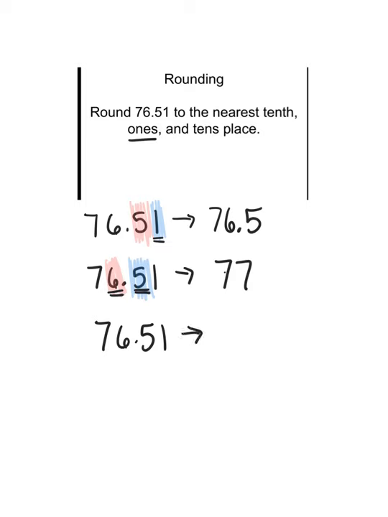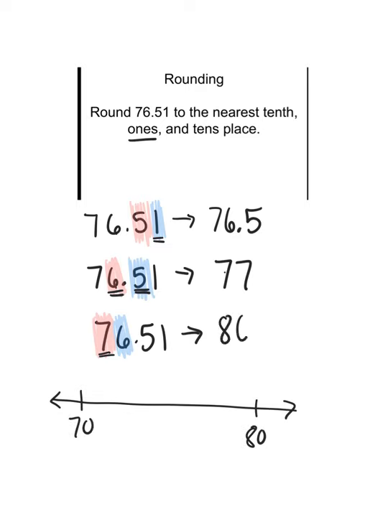Last, I'm going to round 76 and 51 hundredths to the nearest 10. Here's my tens place. The digit in the ones place is going to help me round. 5 or more, go up a floor. So that means that my 7, when you're rounding to the nearest 10, you're either going to let it rest at 70 or you're going to go up to 80. So in this case, we'll round up to 80.